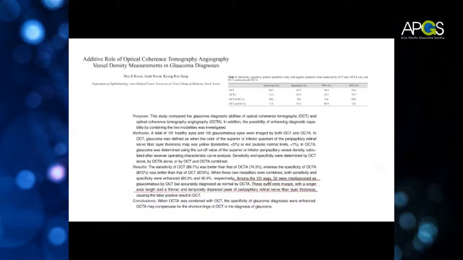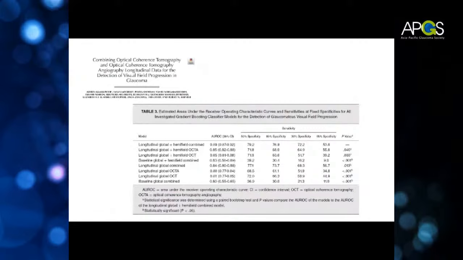And among the 131 eyes, 32 eyes were misdiagnosed as glaucoma by OCT, but accurately diagnosed as normal by OCT angiography. These eyes were more myopic with a longer axial length and thinner and temporally displaced peripapillary RNFL thickness. So in these cases, OCT angiography may be better than OCT for glaucoma diagnosis. So in combined use, both OCT and OCT angiography can complement each other in the diagnosis of glaucoma.